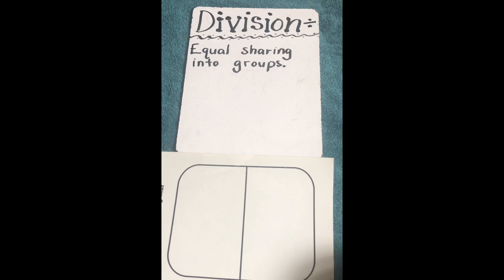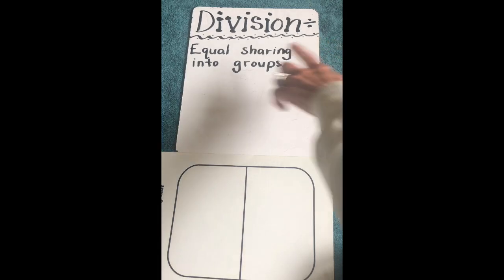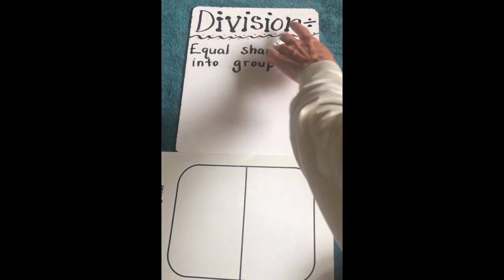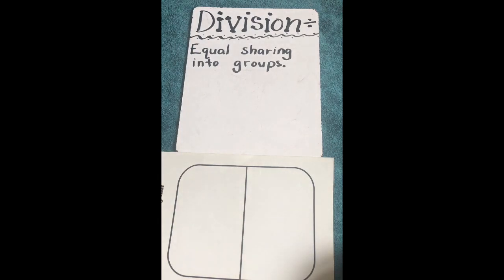Today we're going to talk about division. You can see on my whiteboard here we have the word division and a division or dividing symbol. So division is just dividing things or sharing them equally into groups. We learned that multiplication is equal groups, and now we're going to practice sharing. We're going to start with a whole number and then share it into equal groups.